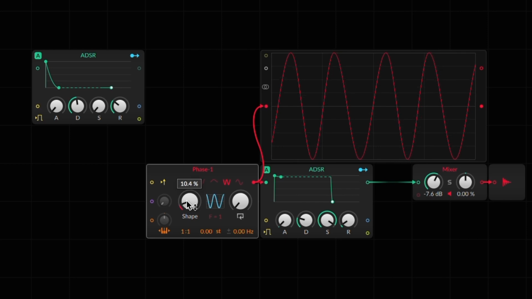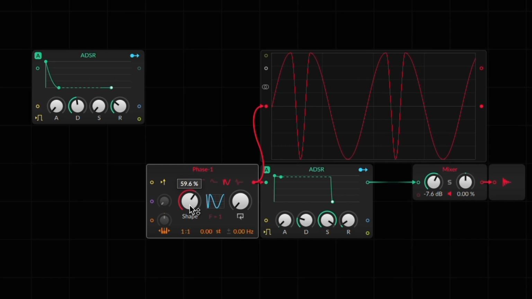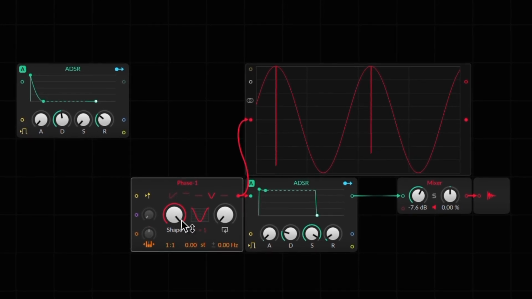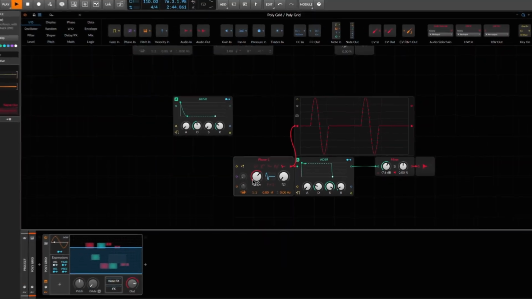Then the next one doubles the frequency, and when I open the shape, moves those two sine waves together, folds it back together into almost one. And then the last one takes the entire wave shape and applies some kind of pulse width modulation as well, in a different way.